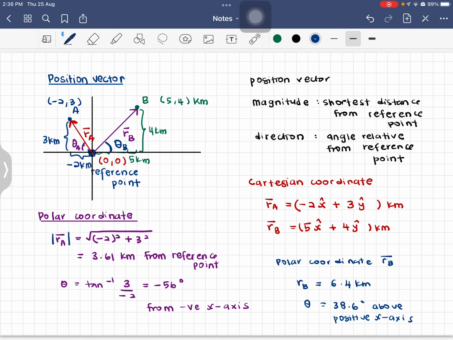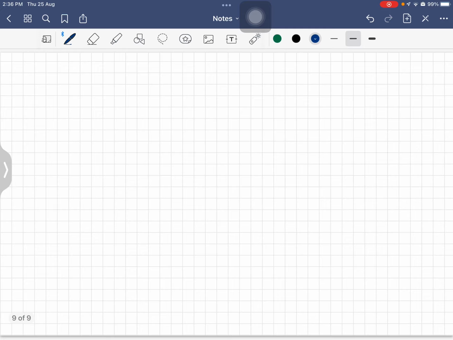Now, we are going to look at the displacement and distance. Let's consider the same point A and point B. You will have point A here and point B is here. Okay, this is your reference point. Let's say the distance from point A to your reference point is 3.61 and the distance from your reference point to B is 6.4.